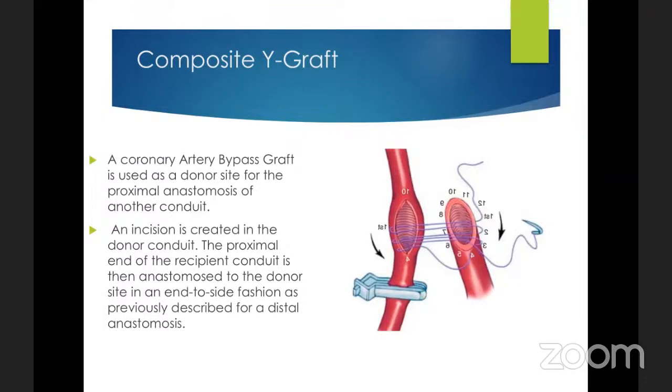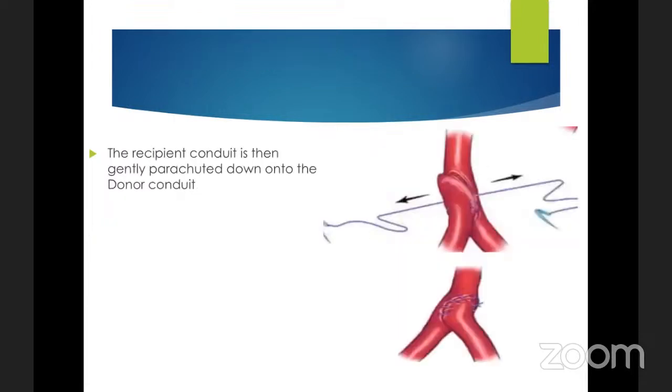So an incision is created in the donor conduit. The proximal end of the recipient conduit is then anastomosed to the donor site in an end-to-side fashion, as previously described for a distal anastomosis. The recipient conduit is then gently parachuted down onto the donor conduit.